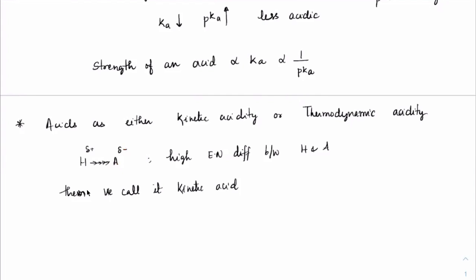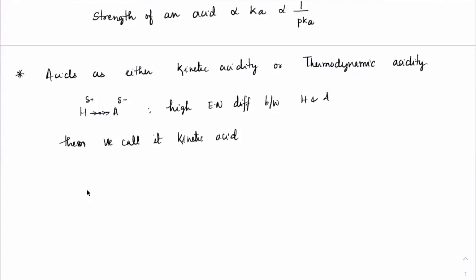What do you mean by kinetic influence? It mainly depends upon how fast this can give H plus, rather than what stable compound it is giving or not. Got it? For example, if we have more electronegative elements, like hydrogen connected to nitrogen, oxygen, or fluorine, here you can say that the electronegativity difference is very high. So in these cases, we observe kinetic acidity.